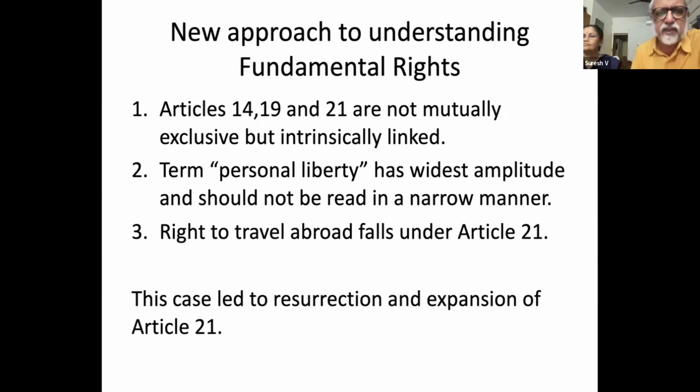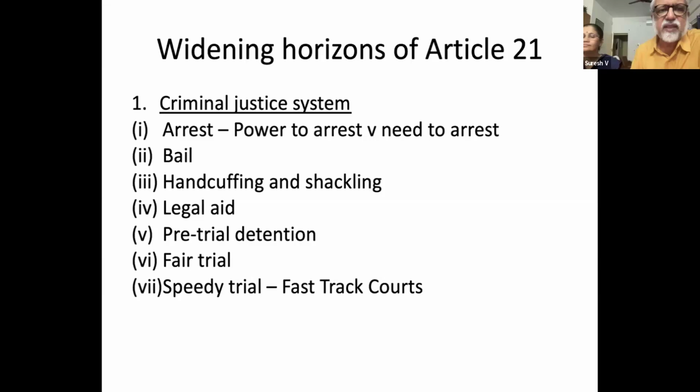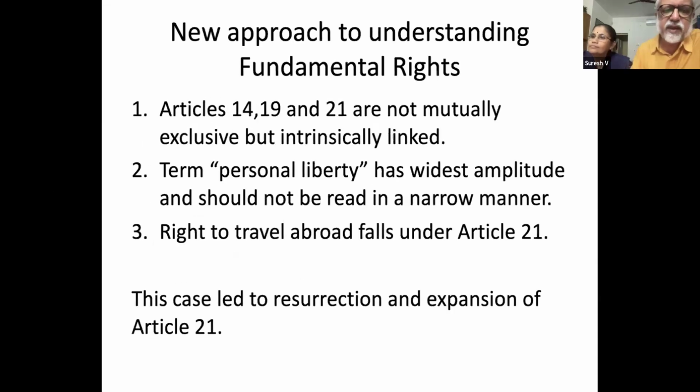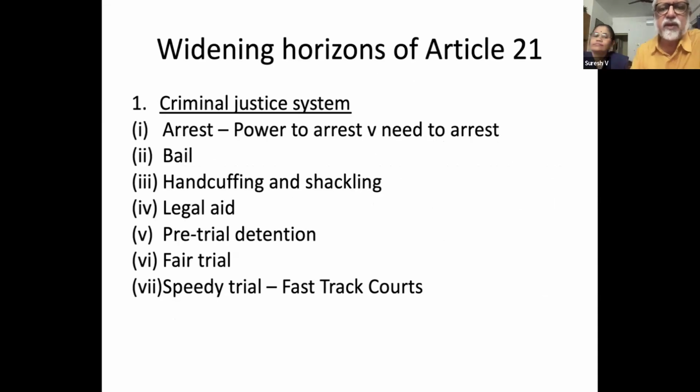So 1950, 1970, 1978, then things start changing. Now, the horizons of Article 21 start expanding based on the Maneka Gandhi case. The Maneka Gandhi case was an extremely important landmark and historical moment. It was when they start, like I said earlier, resurrecting and expanding Article 21 in the light of Articles 14 and 19. 14 is equality, 19 is fundamental freedoms. And then subsequently, they also read into it the fundamental duties and also the directive principles of state policy.